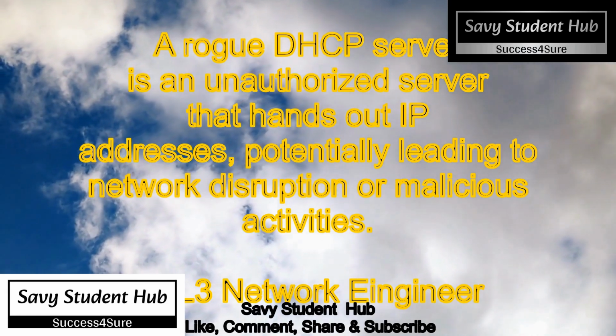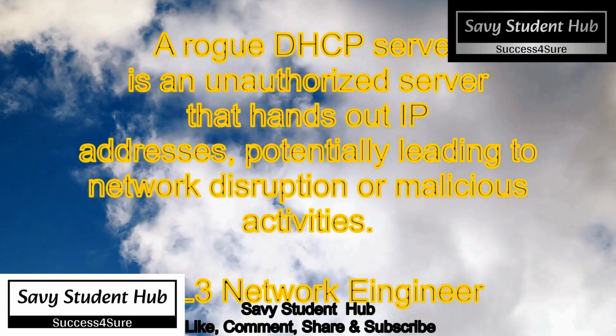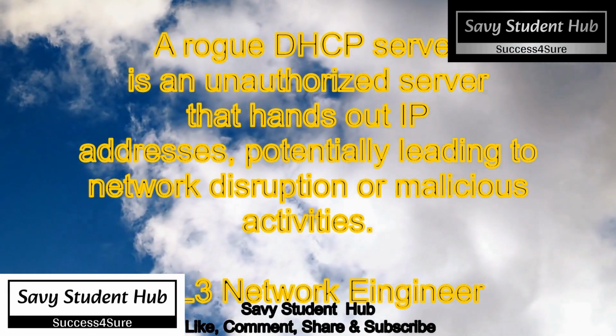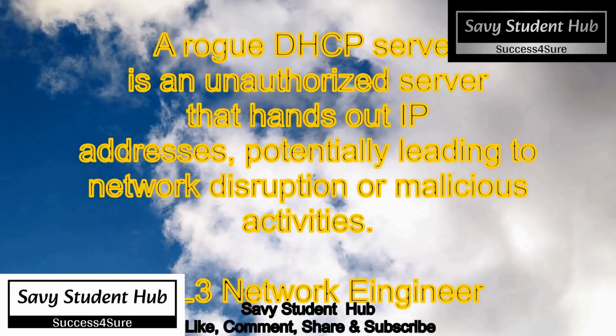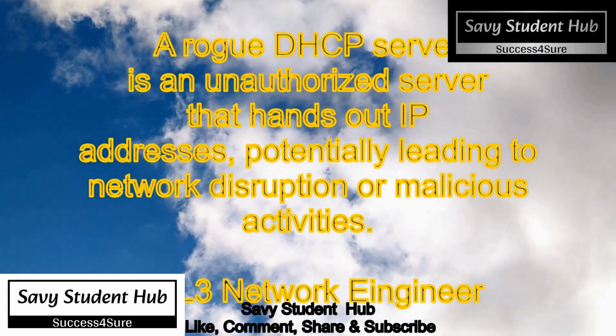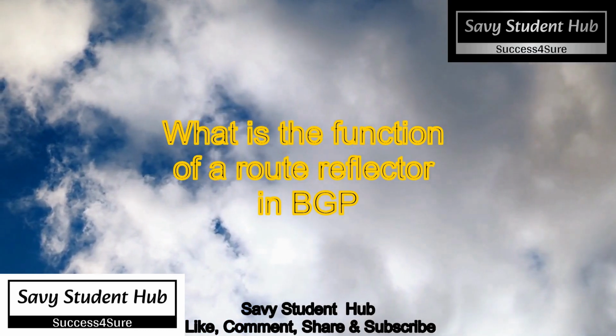A rogue DHCP server is an unauthorized server that hands out IP addresses, potentially leading to network disruption or malicious activities. What is the function of a route reflector in BGP?